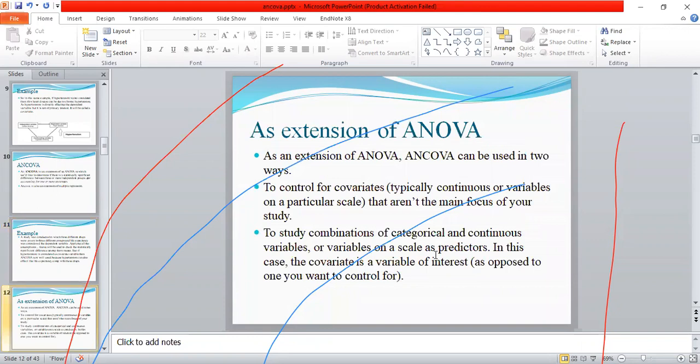As an extension of ANOVA, ANCOVA can be used in two ways. First, to control for the covariates, typically continuous variables or variables on a particular scale that are not the main focus of your study. Second, to study the combination of categorical and continuous variables, or variables on a scale, as predictors. In this case, the covariate is a variable of interest as opposed to the one you want to control for.